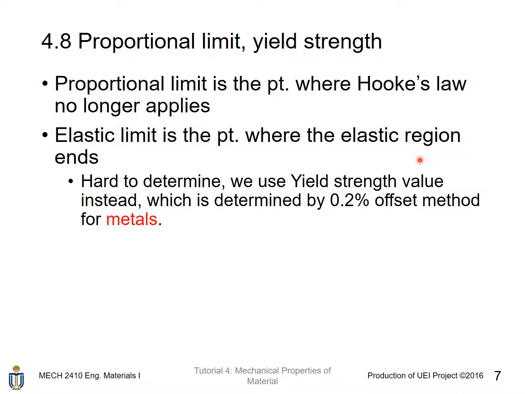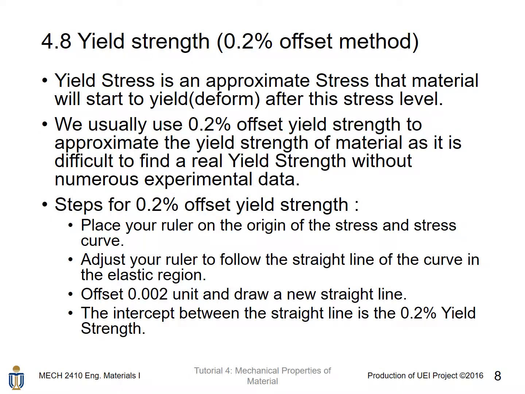We often use the yield strength value instead, which is determined by the 0.2% offset method for metals. The 0.2% offset method is a method to determine the yield strength, and yield strength is an approximate stress value at which the material will start to yield, which is partially deformed after this stress level. We usually use the 0.2% offset yield strength value to approximate the yield strength of a material, as it is very difficult to find the yield strength without numerous experimental data.